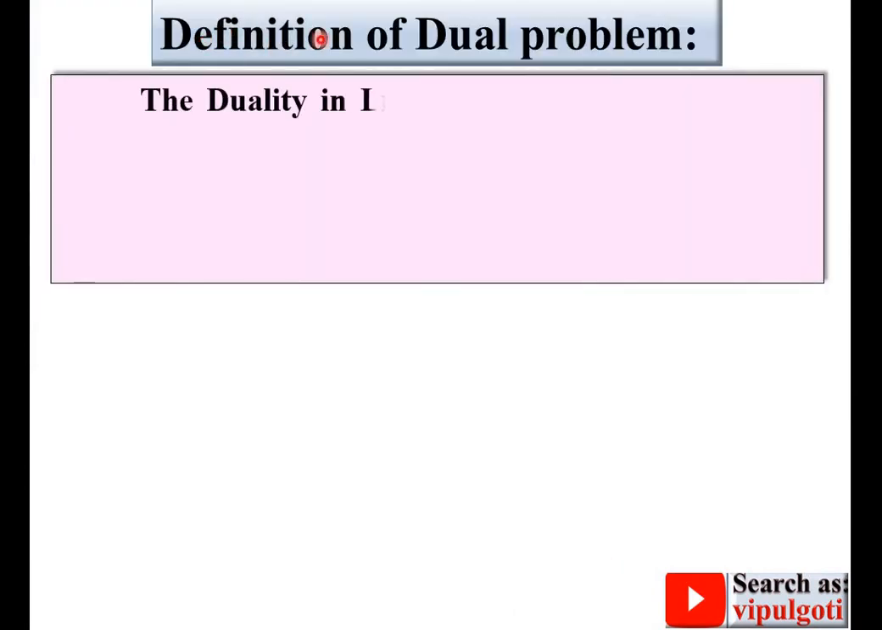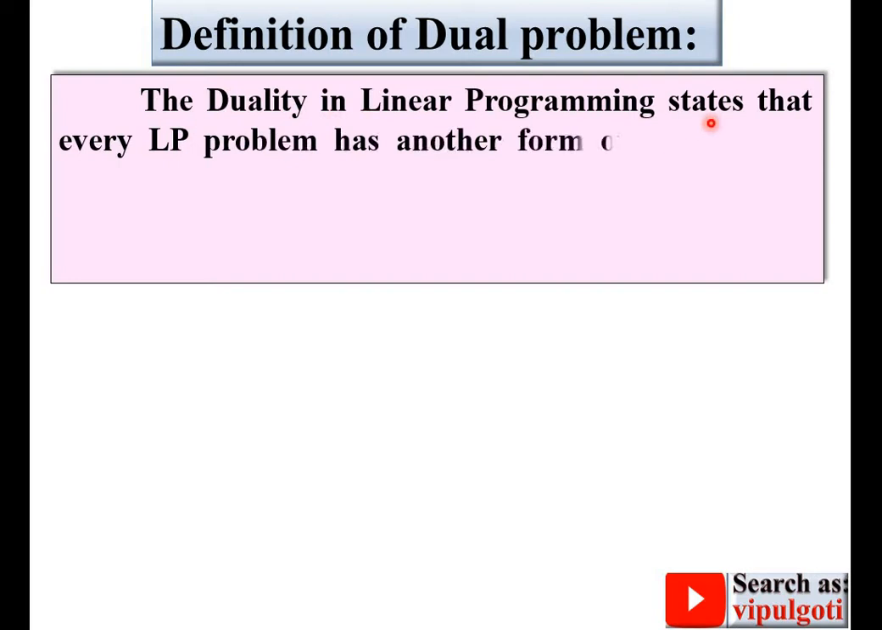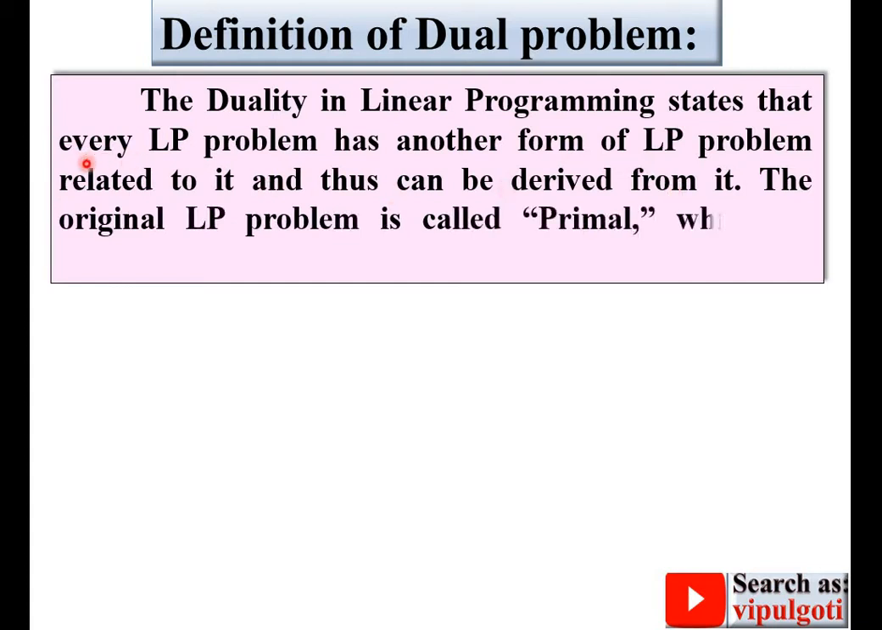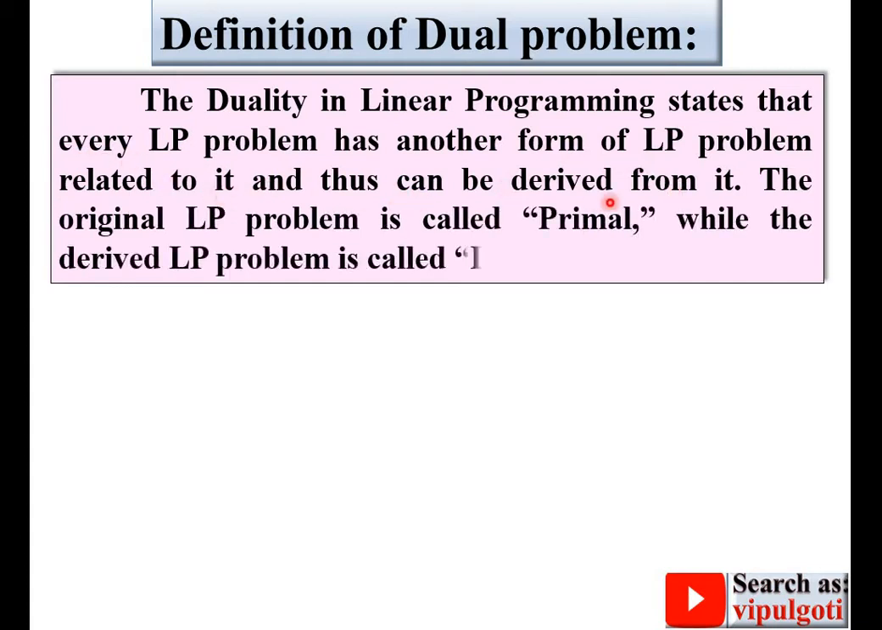So let's start from the definition of dual problem. The duality in linear programming states that every LP problem has another form of LP problem related to it and thus can be derived from it. The original LP problem is called the primal problem, while the derived LP problem is called the dual problem.